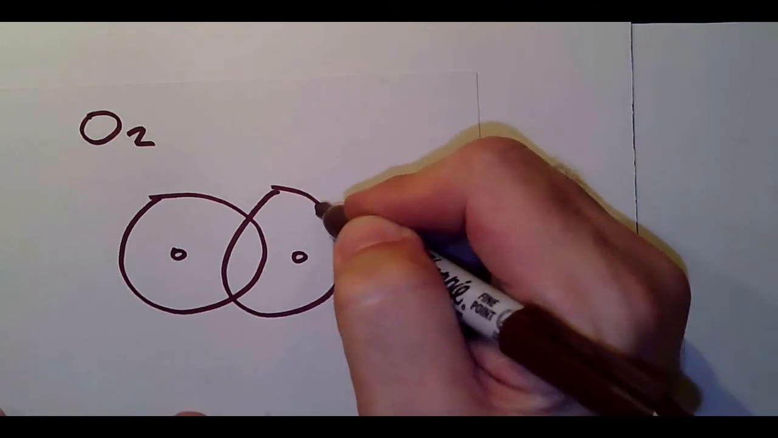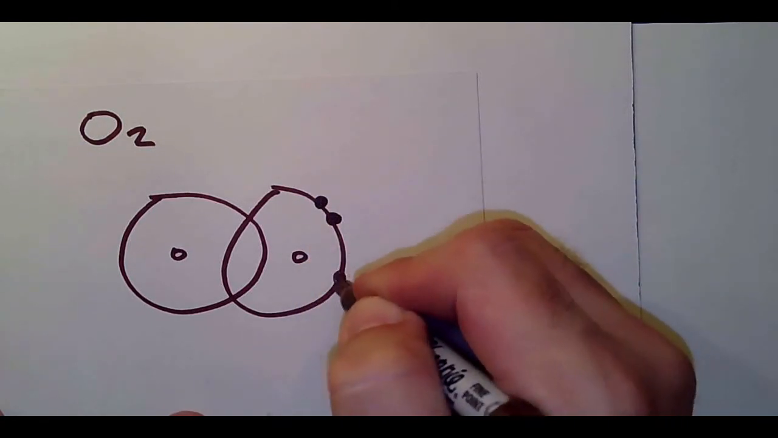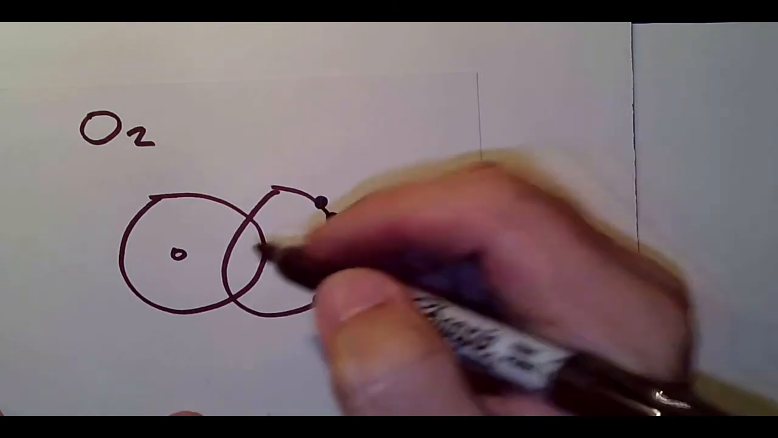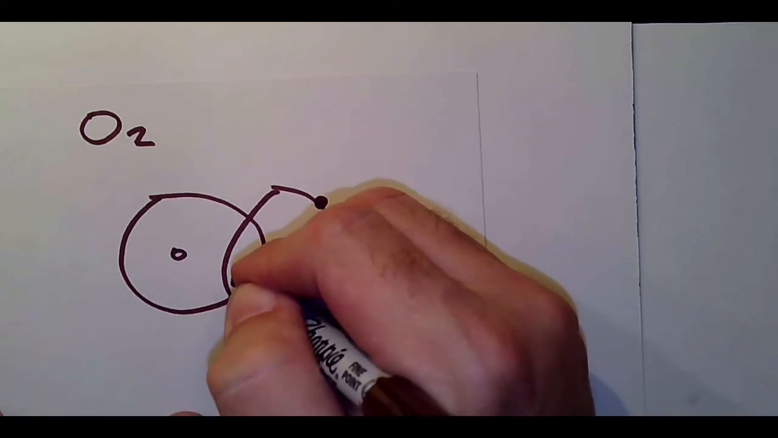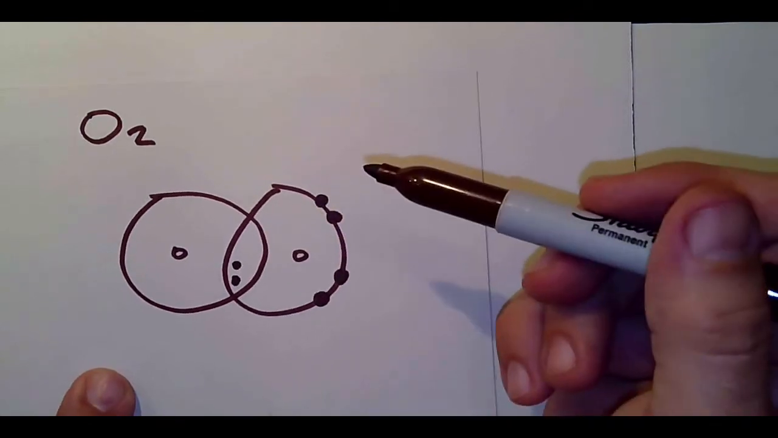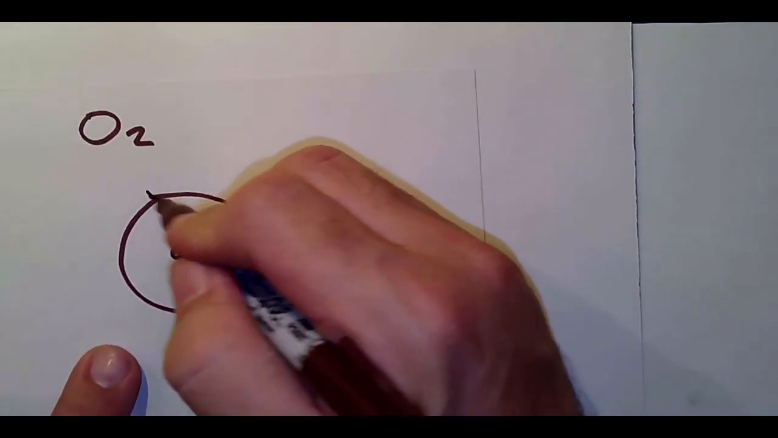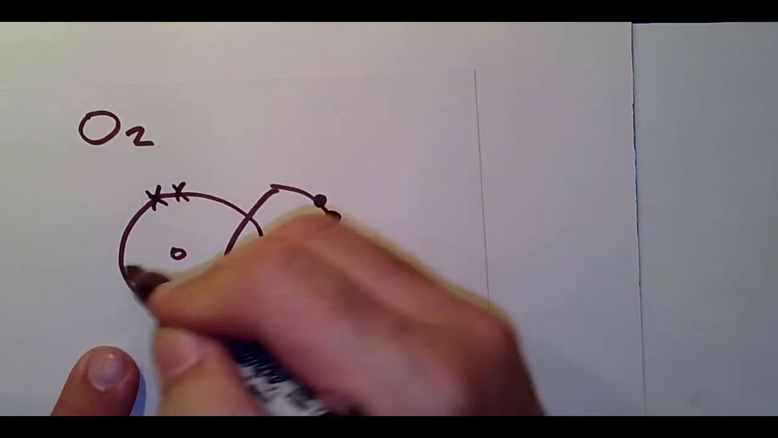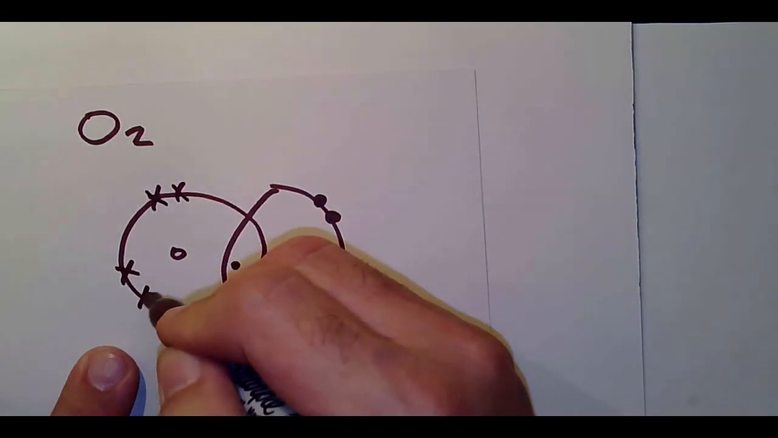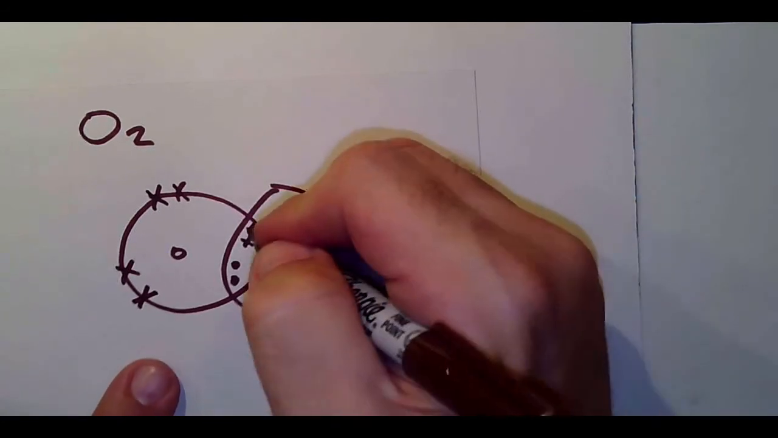The one on the right, I'll use the dots like we've been using. So we'll go 1, 2, 3, 4, and then 5, 6 in this shared space. And the one on the left, I'll use the X's since it's the only other molecule that we have here, so we can make a distinction. We'll put 1, 2, 3, 4, and then in here we'll put 5, 6.